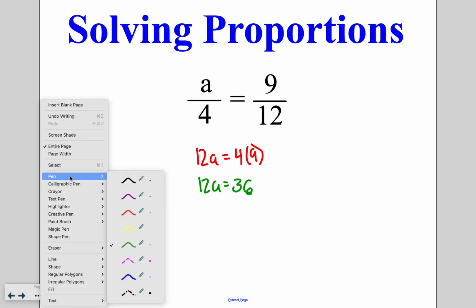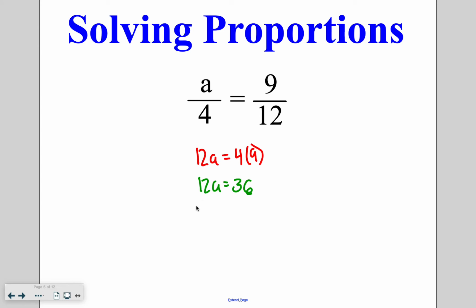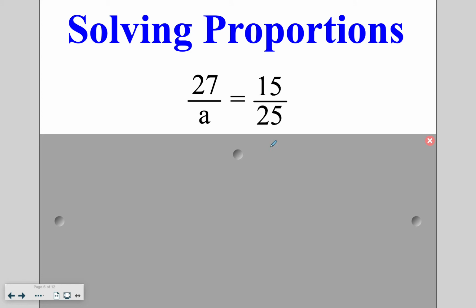Then we just have a one-step equation, and I'm going to solve by dividing by 12 on both sides of my equal sign, and I end up with A is equal to 3. Just like any other equation, you can plug it back in. 3/4 is the equivalent fraction of 9/12. You multiply the first one by 3 to get to the second one. Go ahead and try this one on your own.